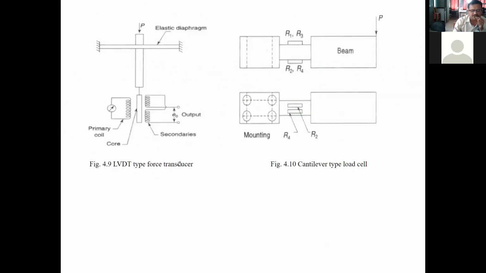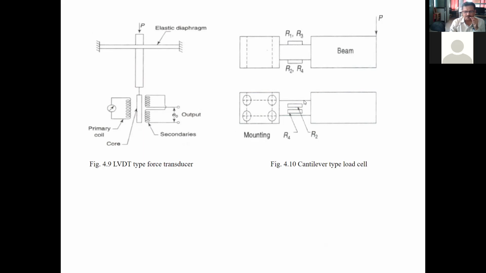Therefore, this is an LVDT type of force transducer. Already we know this is the primary coil, and these are the two secondary coils S1 and S2. This is the iron core. When force P is applied, what will happen? This iron core will move in the downward direction, and the voltage induced in the secondary depends upon the amount of the iron core portion in front of the secondary windings S1 and S2.